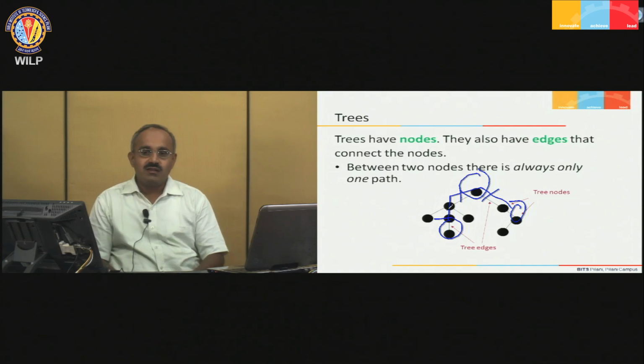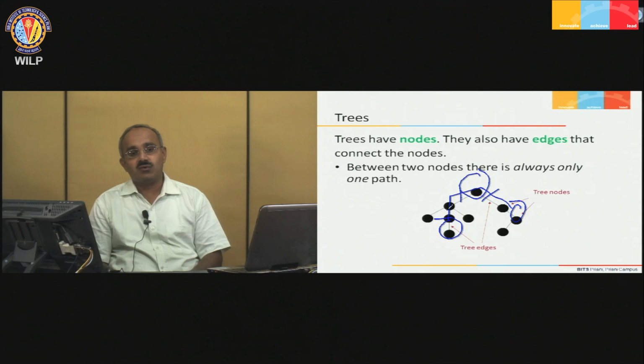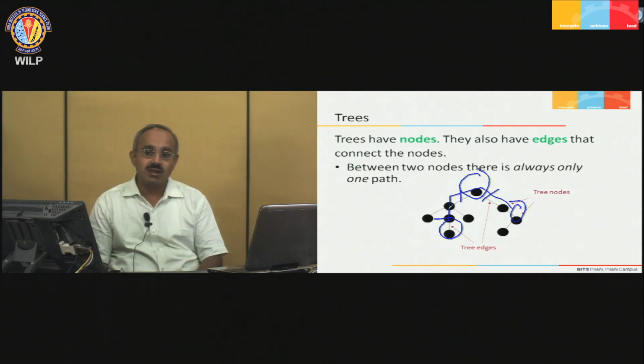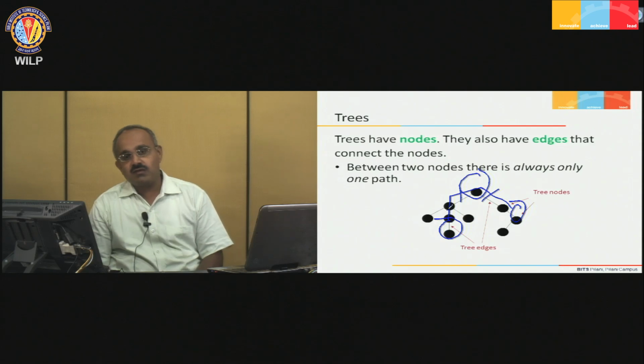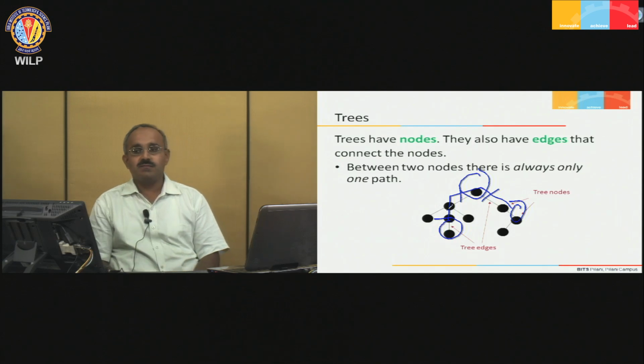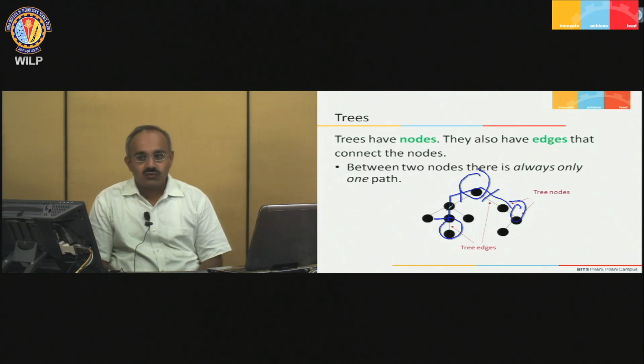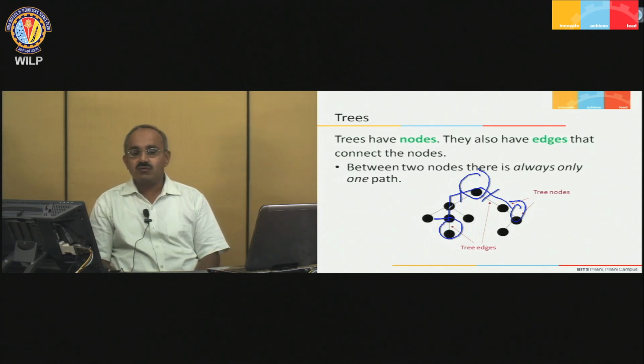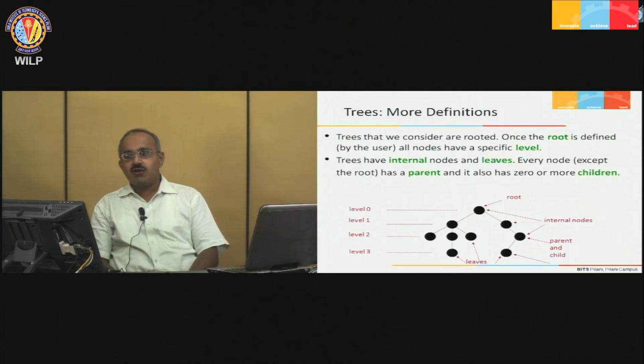Nodes are the entities that we want to represent. A node can store a number, a name, the name of a file or the name of a person, whatever we want. Edges show the relationships between nodes, and between any two nodes we will have exactly one path connecting them. Let us look at some more definitions of a tree.